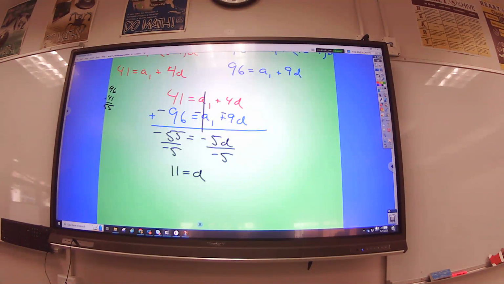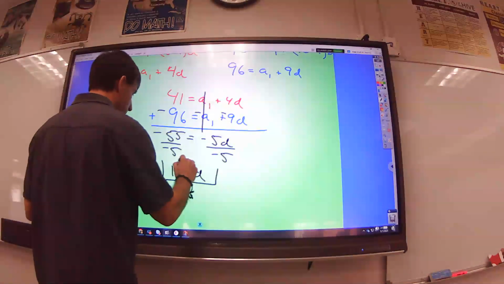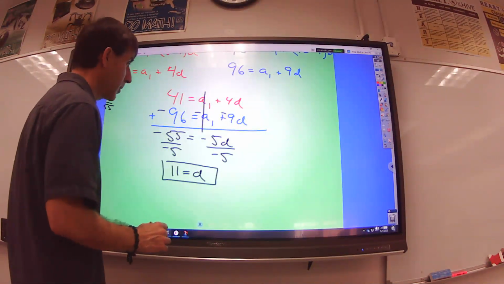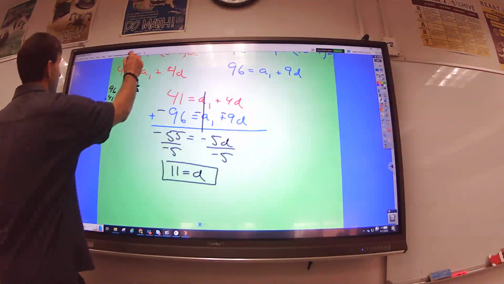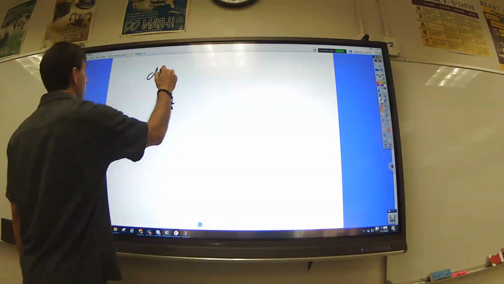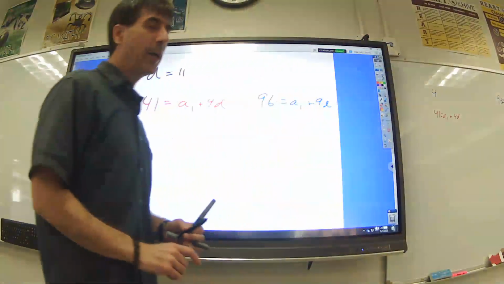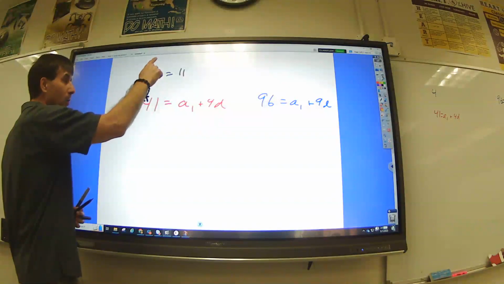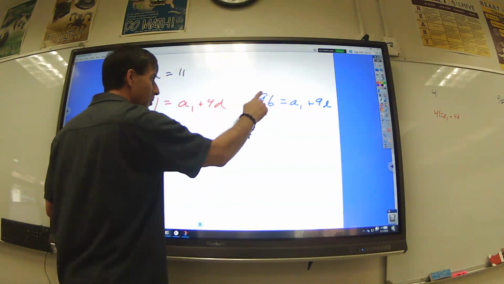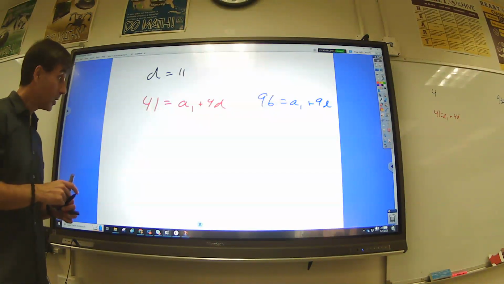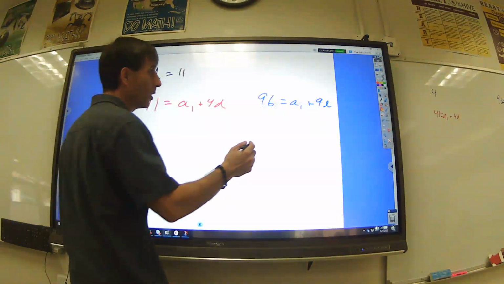Now we have to figure out a sub 1, the first term. Okay, and then we're going to be in business almost. Let's see, 11 equals d. I'm running out of room here. So now we have our common difference. We just plug our common difference into either one of these equations, and then we'll have our first term. You can plug it in both to check if you want.